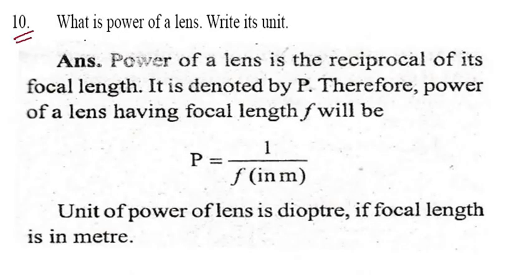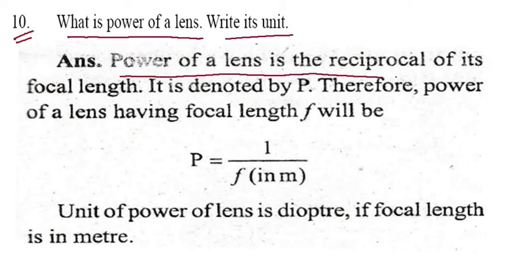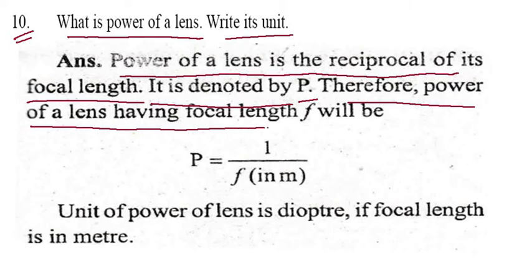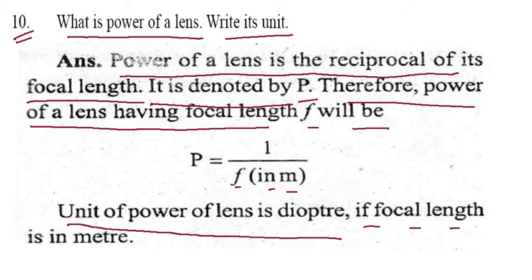Now come to the 10th question. What is the power of a lens? Write its unit. So power of a lens is the reciprocal of its focal length. It is denoted by P and therefore the power of a lens having focal length F will be P is equal to 1 upon F in meter. You can see here F in meter. So the unit of power of lens is diopter. Its focal length is in meter.